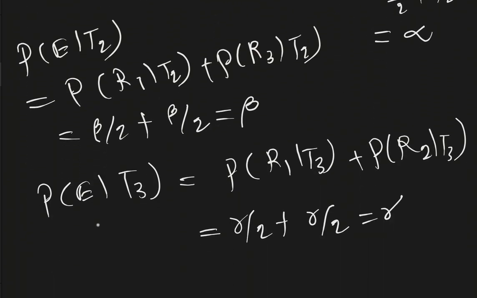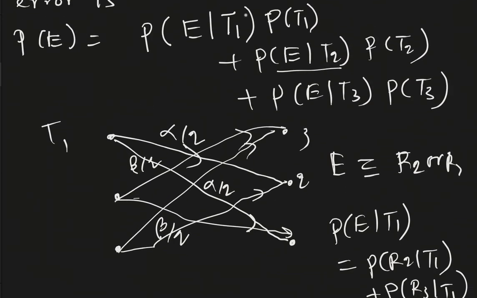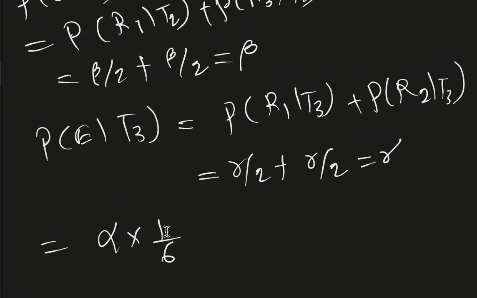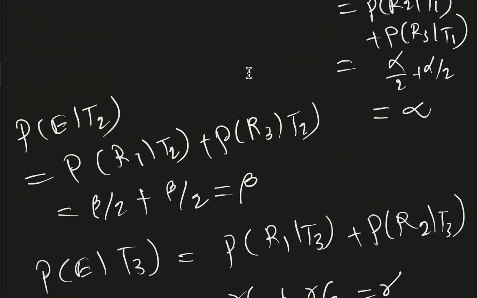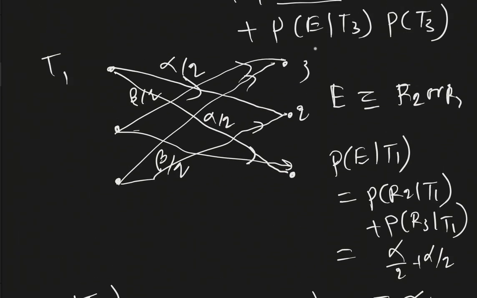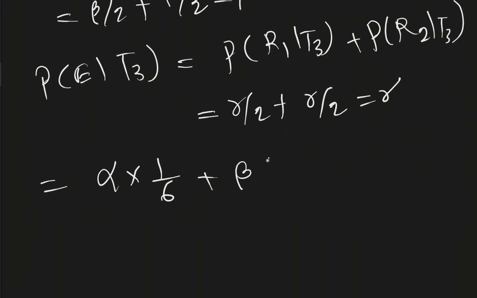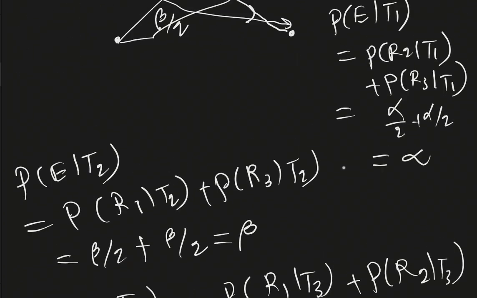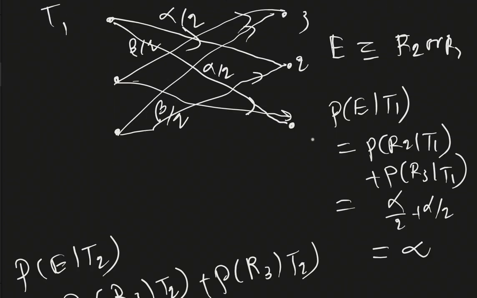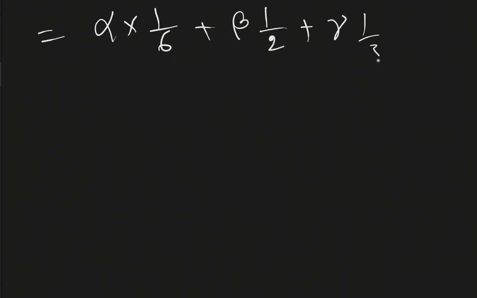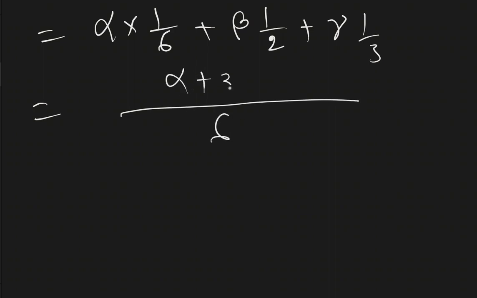Now let's put it here. So this is alpha into 1/6, because we have already calculated that PT1 is 1/6, plus beta, because these we have now calculated as beta, and PT2 is half, and this E given T3 is gamma, and PT3 is 1/3. So that means 6 alpha plus 3 beta plus 2 gamma. So that is its answer.